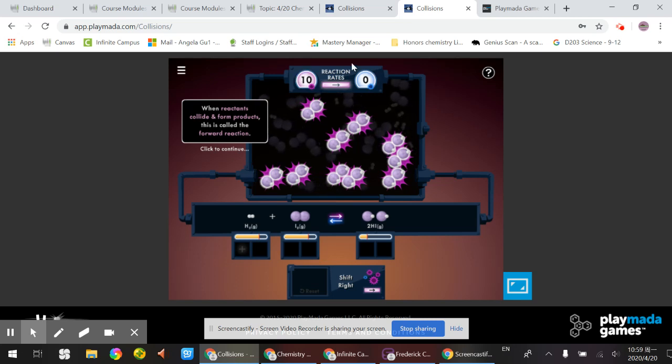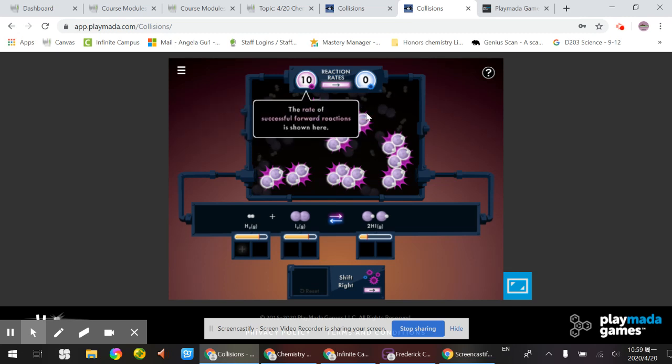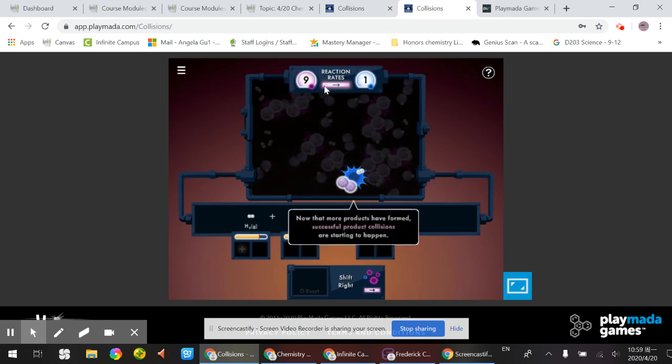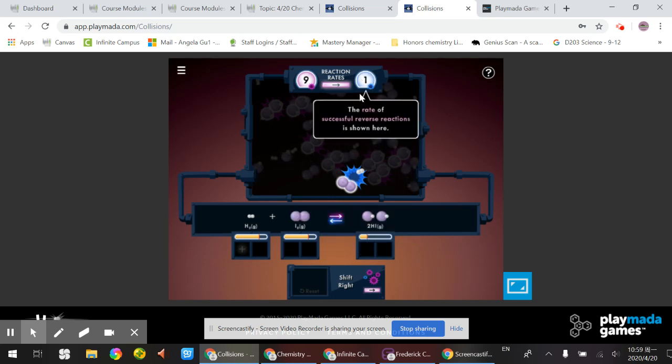All right, as you see on the top, there are 2 rates, so 2 numbers. This number on the left is indicating the reaction rate for the forward reaction, which means you're using your reactants to make the product. So this rate right here is how fast you can make reactants turn into products. And of course, there's a second number, this number right here. As the reaction happens, the rate of the forward reaction is going to decrease, and then your reverse reaction rate is going to increase.